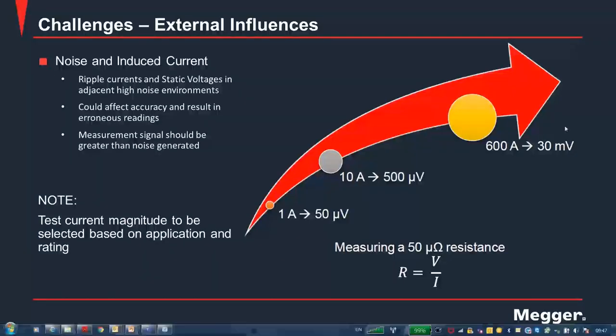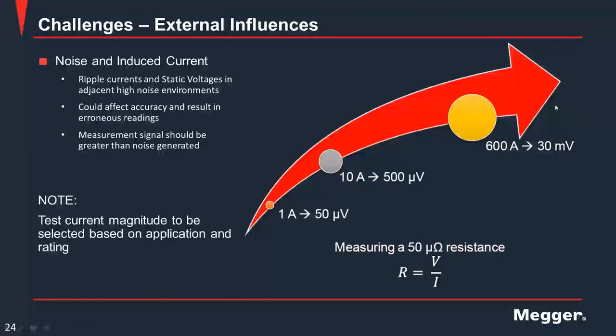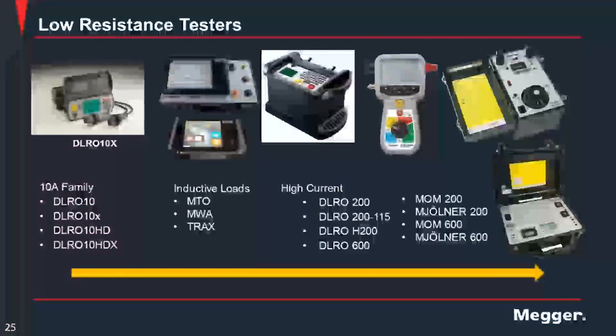Now, I think this is some of the low resistance testers that we have. We have the 10 A family, we have DLRO 10, 10X, 10XD, 10XDX. The output test current is 10 A. And for the inductive load, we have the MTO family, MWA, and TREX. If you need the higher current, we have the DLRO 200 and 600, and also the Mjolnir 200 with the high noise immunity. You can also use the Mjolnir 200 or 600, depending on the application.